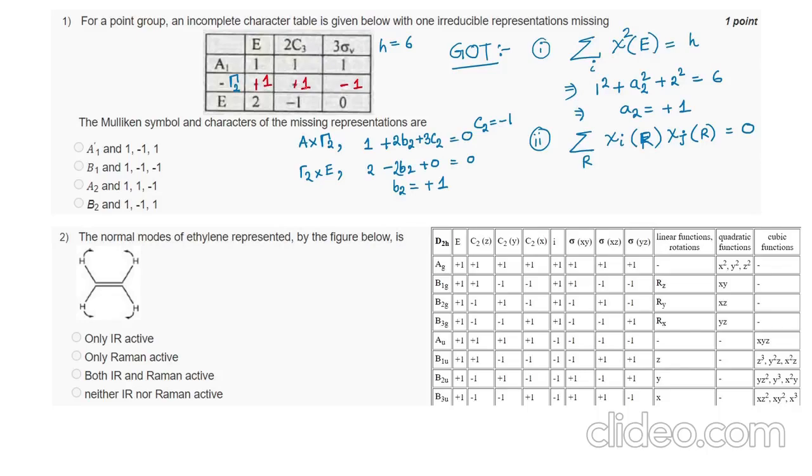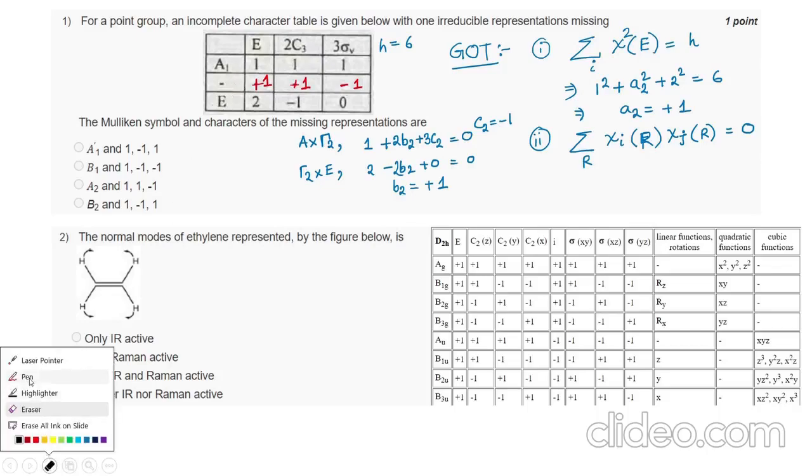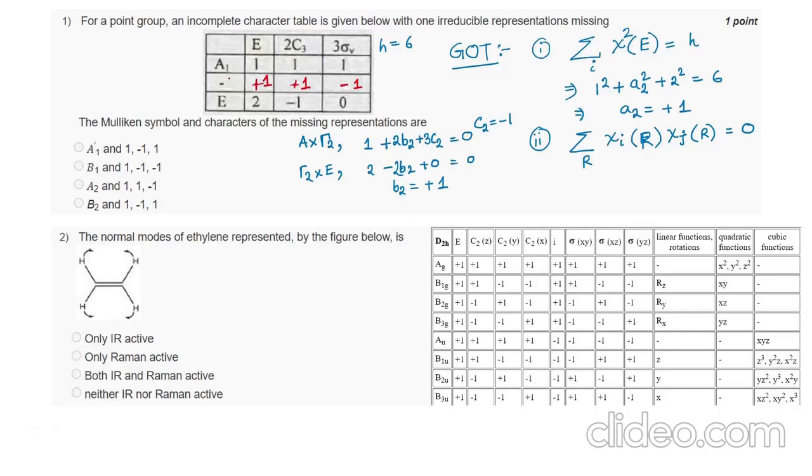Now why it will be A? Because it is symmetric with respect to the principal rotational axis or principal symmetry element, and then it will be A2 because it is antisymmetric with respect to the next symmetry element. So it will be A2. So the correct answer is C. Now let's see the next question.